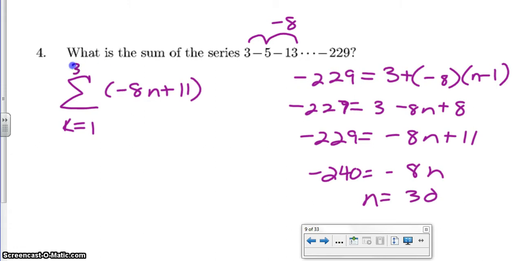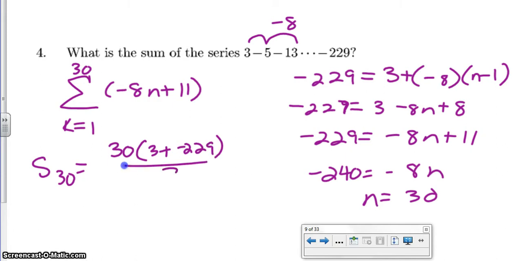So I put this here. And so my series with 30 terms is equal to, that's right, 30 times 3 plus negative 229 divided by 2. And so that would be 15 times negative 226. And that, of course, is a series total of negative 3,390.